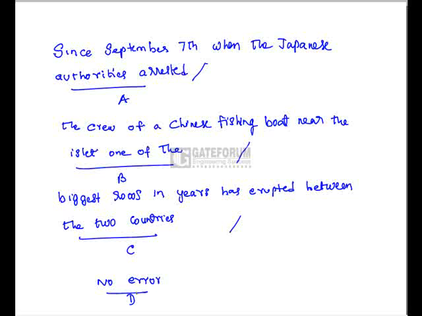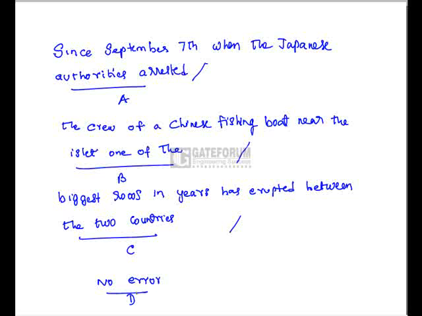Question on identifying the error. Since September 7th, when the Japanese authorities arrested the crew of a Chinese fishing boat near the islet, one of the biggest rows in years has erupted between the two countries. You need to locate the section or the portion of the sentence where there is an error, if at all.